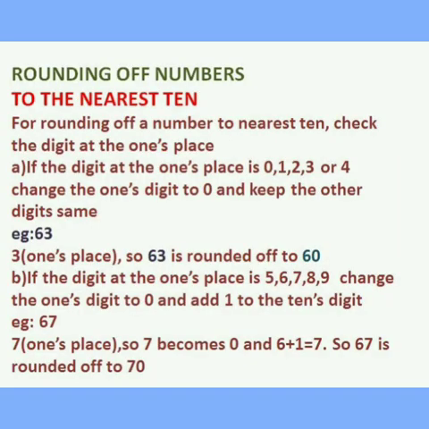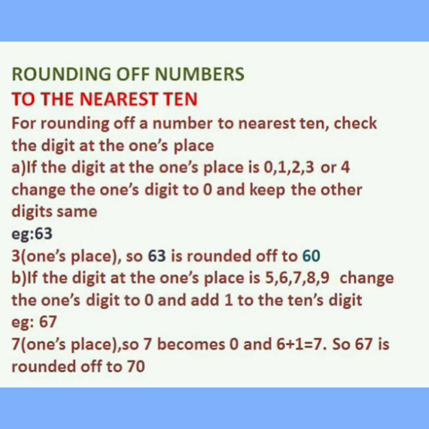Next, rounding of numbers. First to the nearest 10. For rounding of number to the nearest 10, check the digit at the ones place. If the digit at the ones place is 0, 1, 2, 3 or 4, change the ones digit to 0 and keep the other digits same. For example, 63. Here 3 is in ones place and 6 is in tens place. So the 3 in ones place becomes 0 and the 6 will stay as it is. So 63 is rounded off to 60.